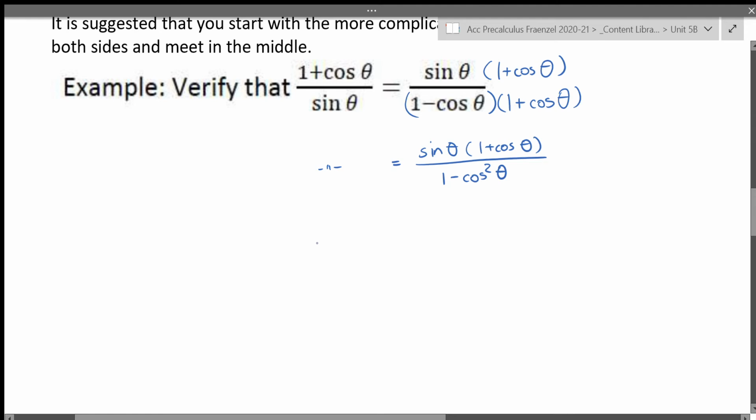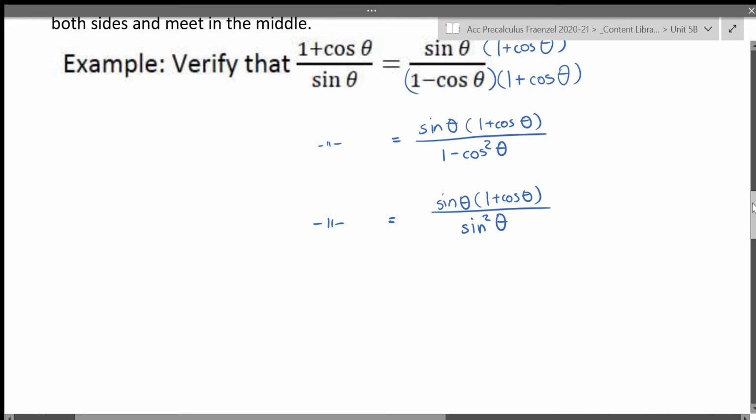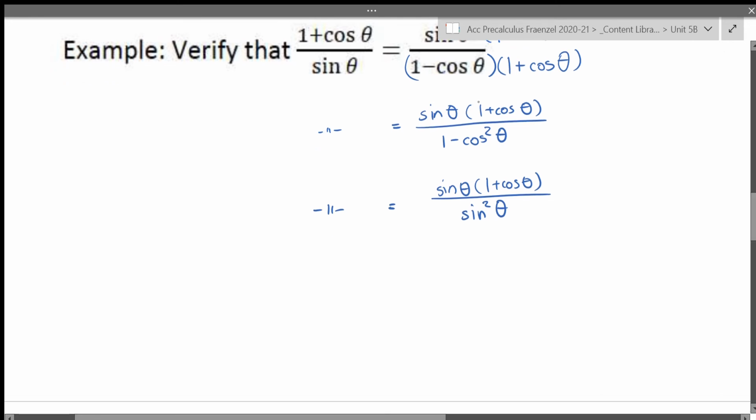So what can we do here? 1 minus cosine squared theta is, yes, Hannah? Yep, that's sine squared theta in the denominator. Very good. And then we have sine theta times 1 plus cosine theta. And luckily we didn't multiply sine theta in here, because now we can say this is a factor, so this cancels out, and we have 1 plus cosine theta over sine theta, because we didn't do anything to this side, equals 1 plus cosine theta over sine theta.